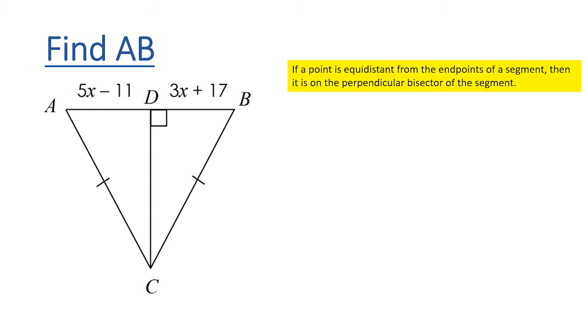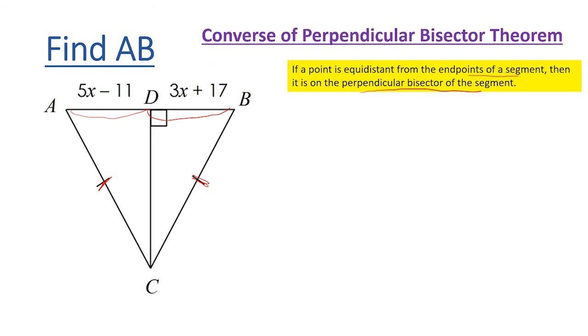So now for this example, we're asked to find AB. So we want to find this length right here, AB. But now, of course, we could use the converse of the perpendicular bisector theorem, because AC is congruent to BC. So that would mean that C is equidistant from A and from B. So if a point is equidistant from the endpoints of a segment, then it is on the perpendicular bisector. So we can use the converse.